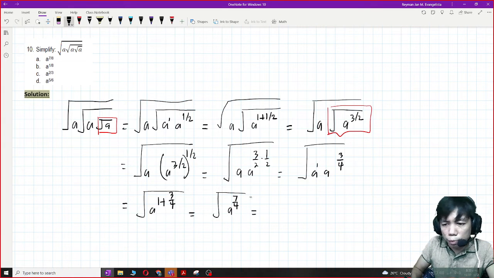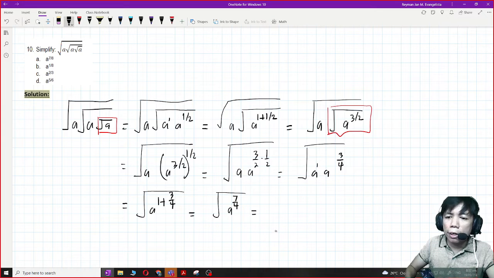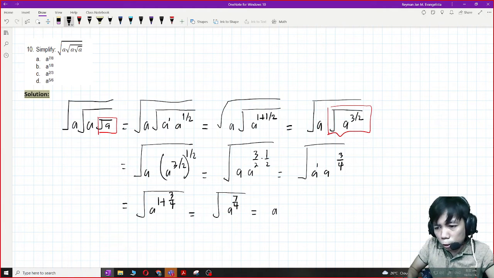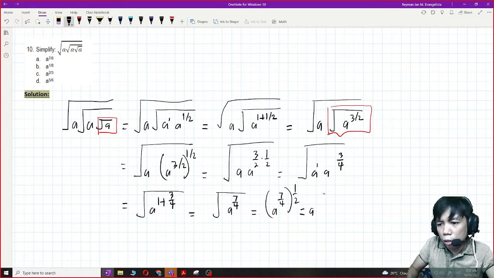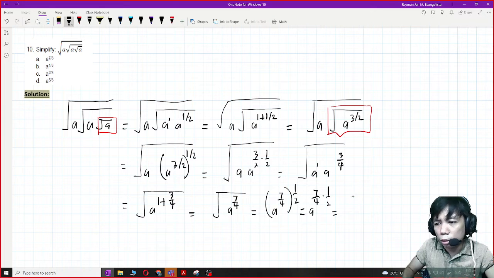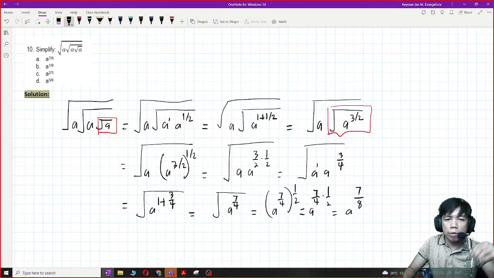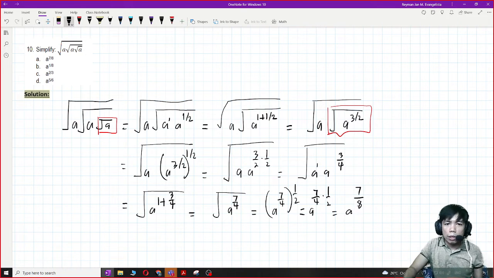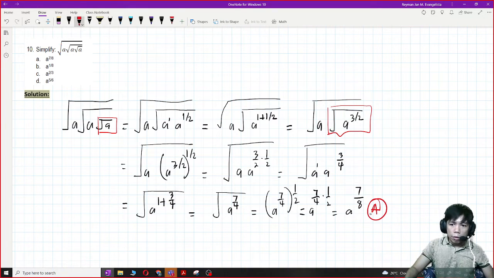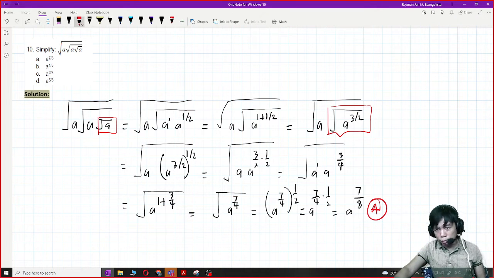Then, finally, write as exponential na. So A raised to 7 over 4, raised to 1/2. So just multiply the exponents now. So 7 over 4 times 1/2. Times 7 yung 1, 7 pa rin. Then 4 times 2 is 8. So the simplified form of the given radical expression is A raised to 7 over 8, which is letter A. Letter A.